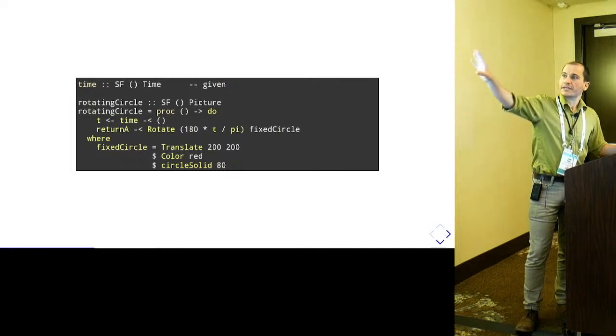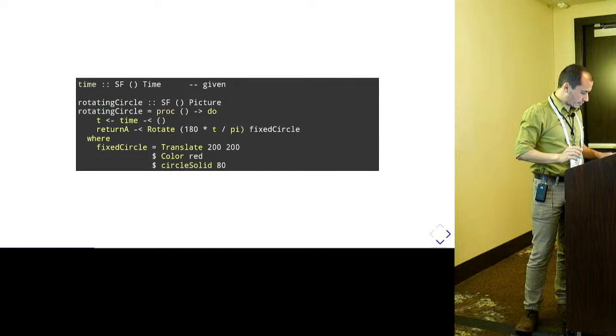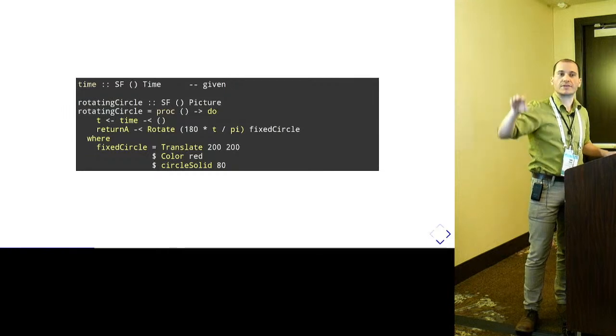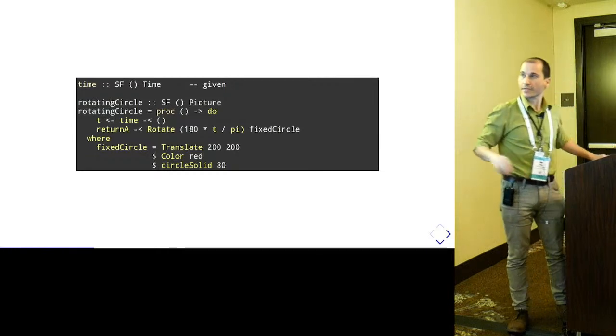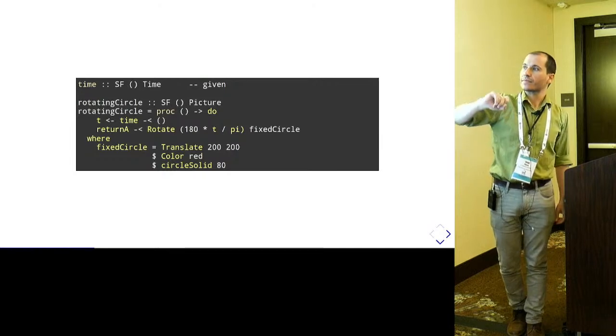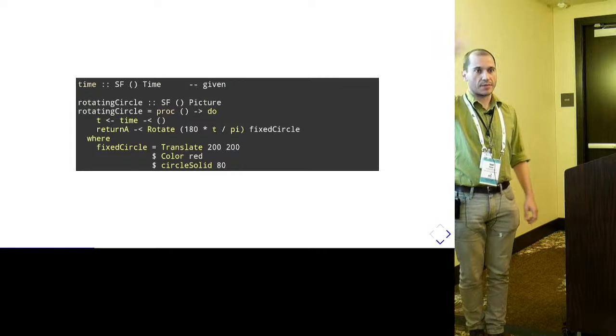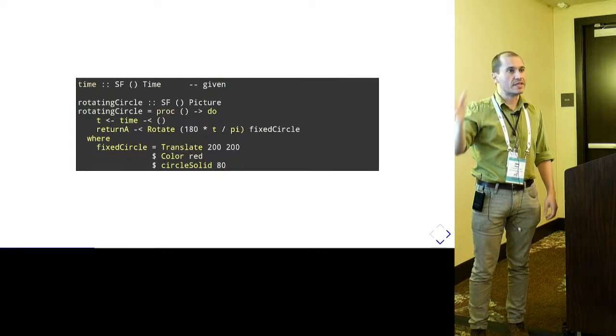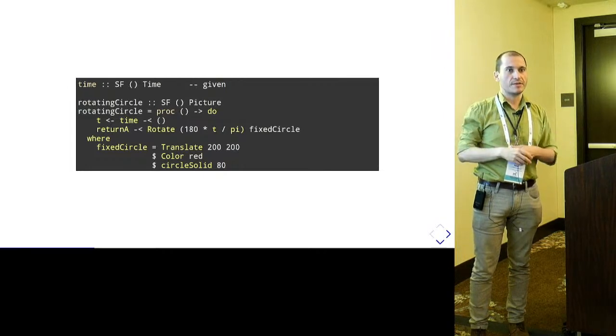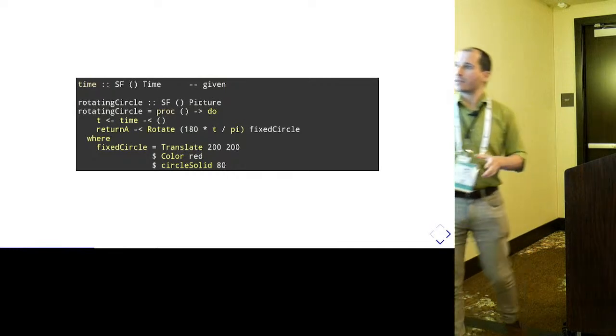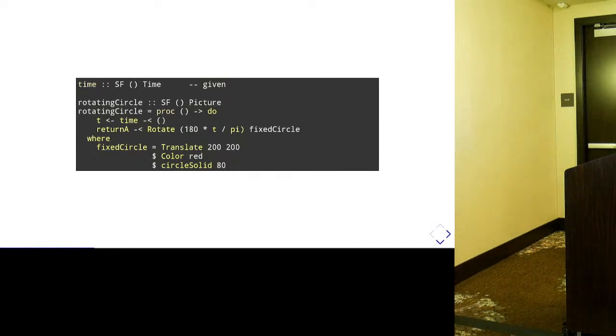So let's take a picture and try to move it around. In this case, we just want to make a picture animated. We don't really depend on anything. We don't have any mouse position and so on. So what we have is a signal function in the system already predefined that will give us the current time. And we can use it to query the time.